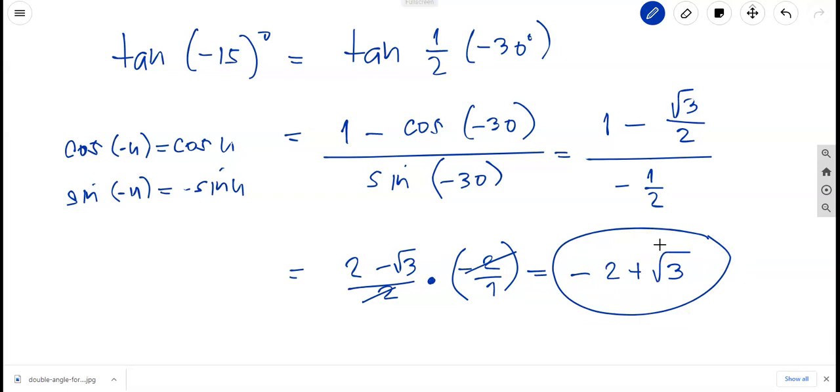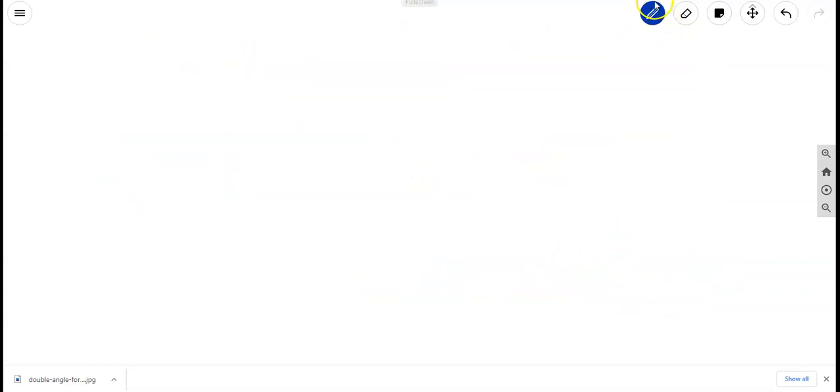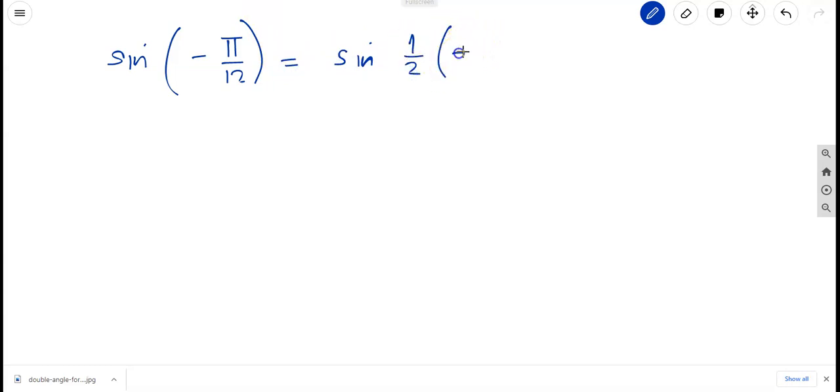How about if we have radian form? Let's say we have this equation: sine of negative 5 pi over 12. If we have radian form, you can convert into degrees by multiplying by 180 over pi, or you can write it as sine of 1 over 2 times negative pi over 6, which is 30 degrees. This one is negative, so we will use the negative value.